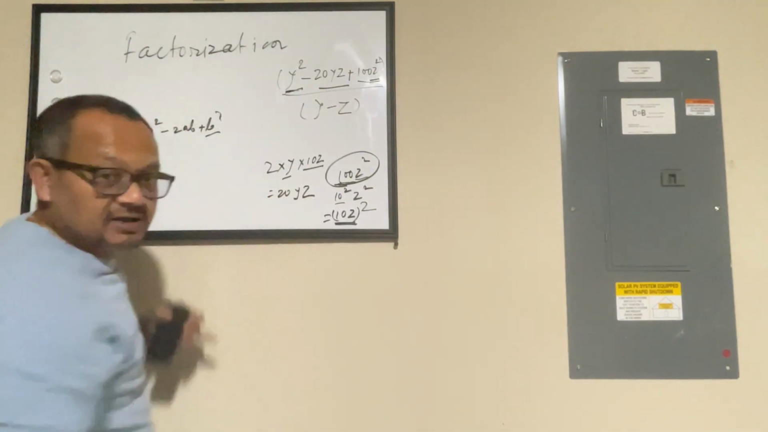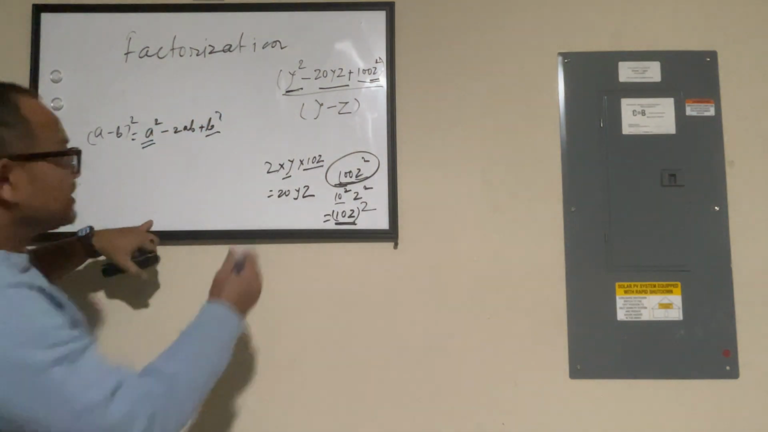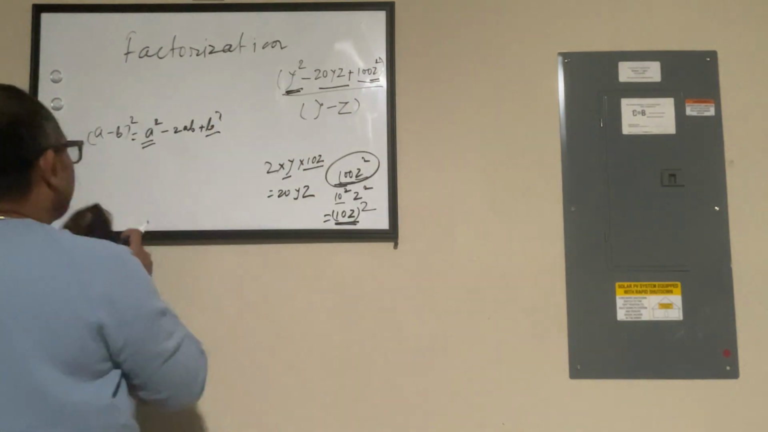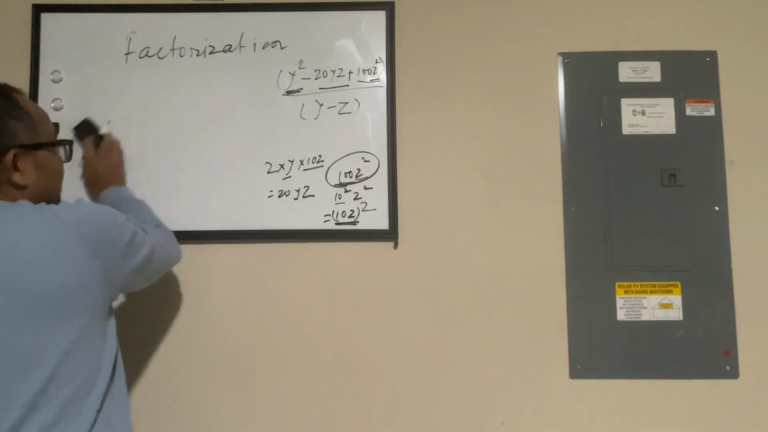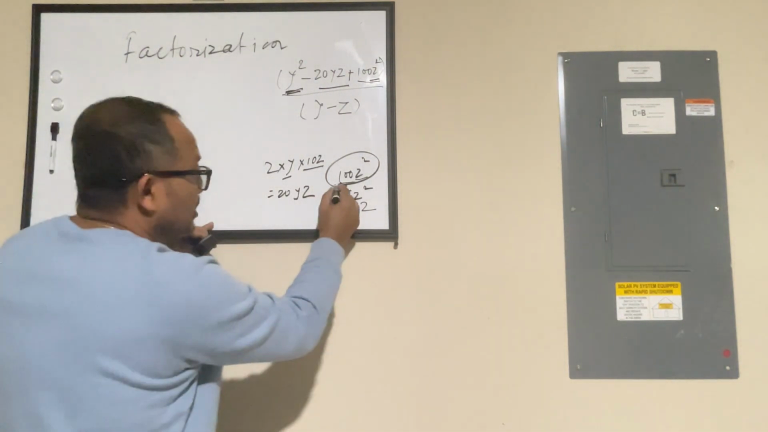Yeah, this is matching. So this is actually in the form of a minus b whole square, where a is y and b is 10z. So I can write this. But I thought it was 100z. Because you're crossing off the zeros in the 100 and the 10.